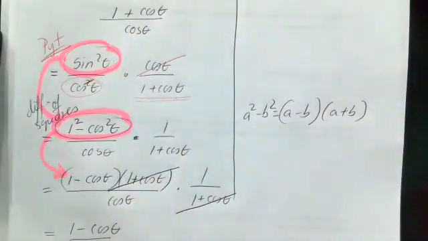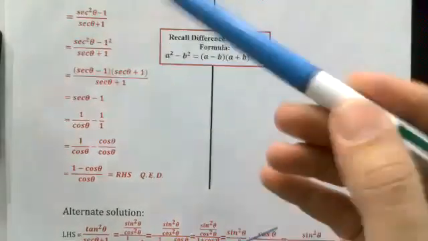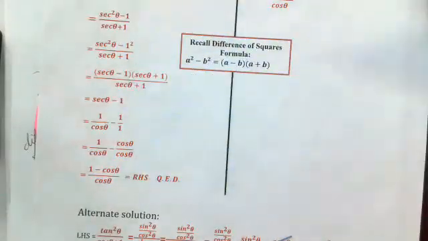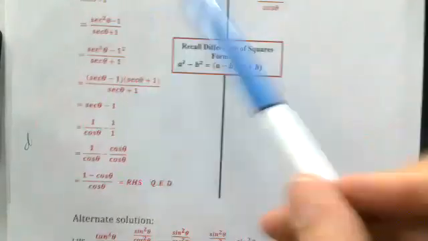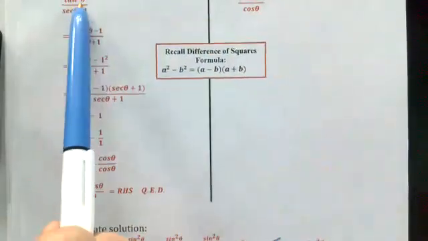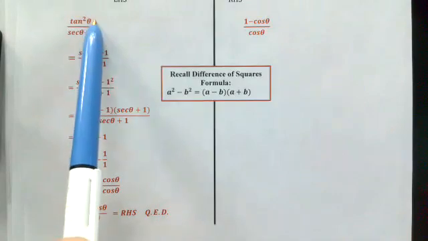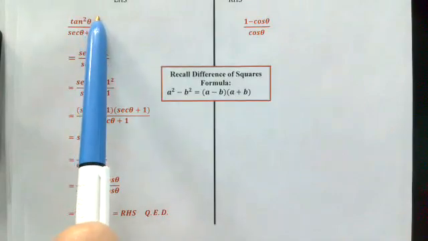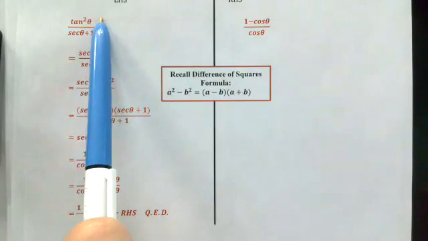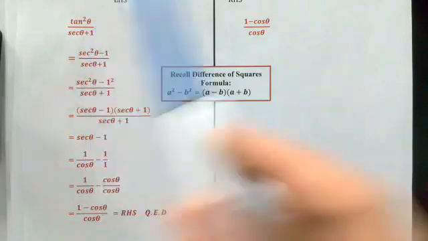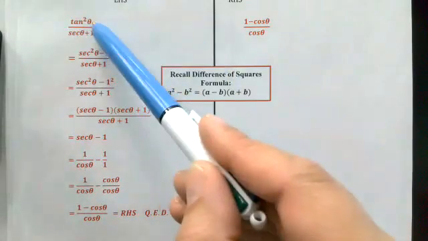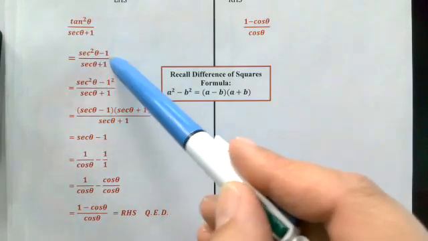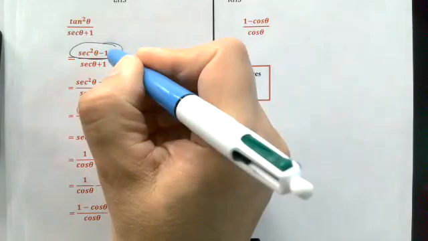Okay, so this is the approach that I came up with right now as I was doing your notes here. And this is the approach that I've used for your notes when I type this up. I've used the tangent squared theta formula. It's in your formula sheet. It's again one of those Pythagorean identities that we created from the original one. So we replaced tangent squared theta with secant squared theta minus 1. And this became our difference of squares.